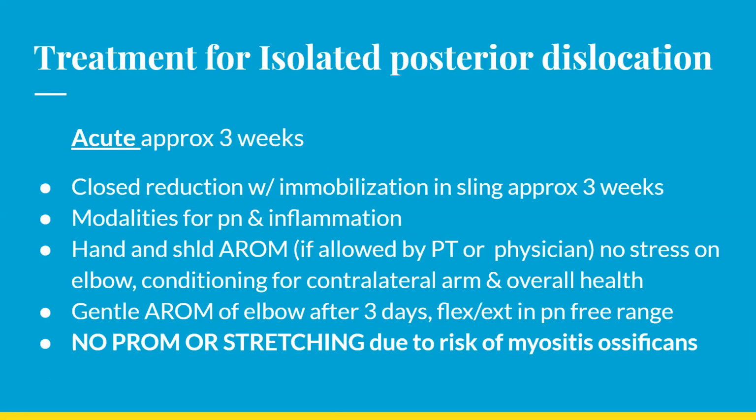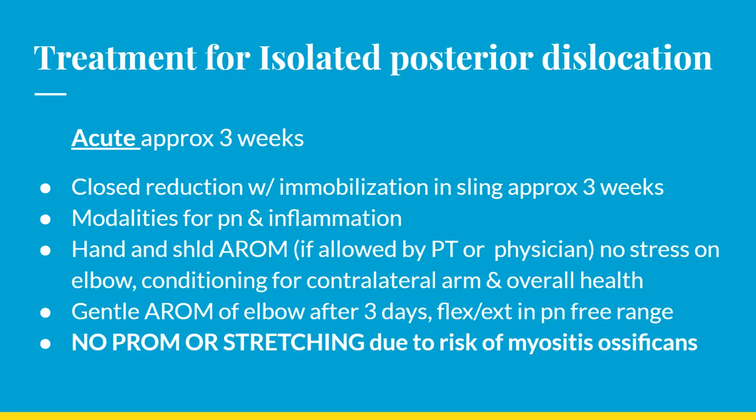All right, so treatment for isolated posterior dislocation. And so this is without a fracture involved. The acute stage lasts approximately 3 weeks. First step is going to be closed reduction, get that joint back in the right place. And then there'll be immobilization in a sling for approximately 3 weeks with elbow flexion at 90 degrees. We're going to be using modalities for pain and inflammation during that time.